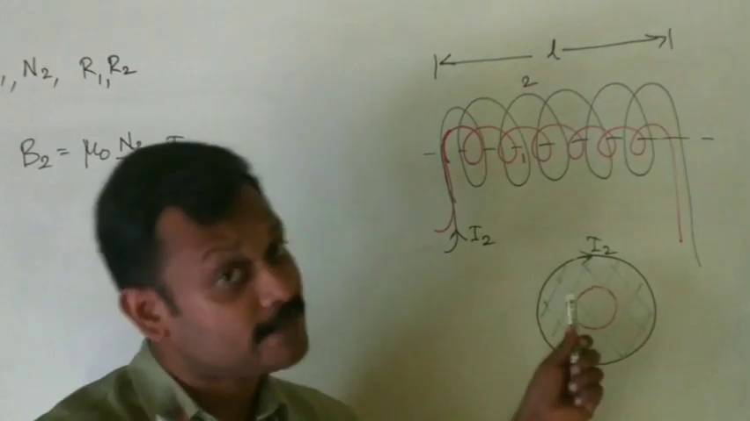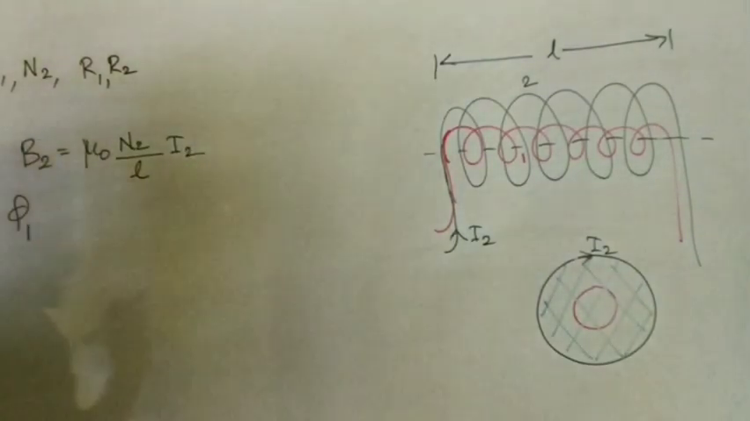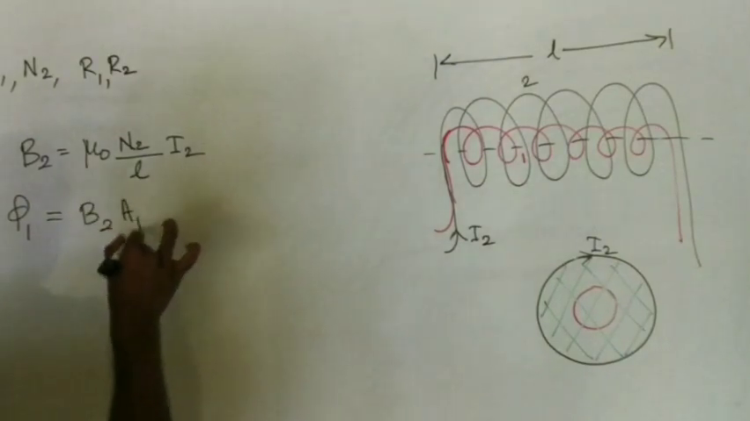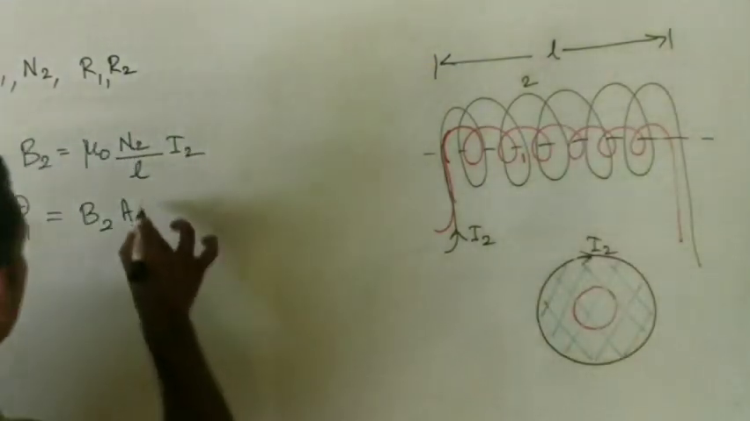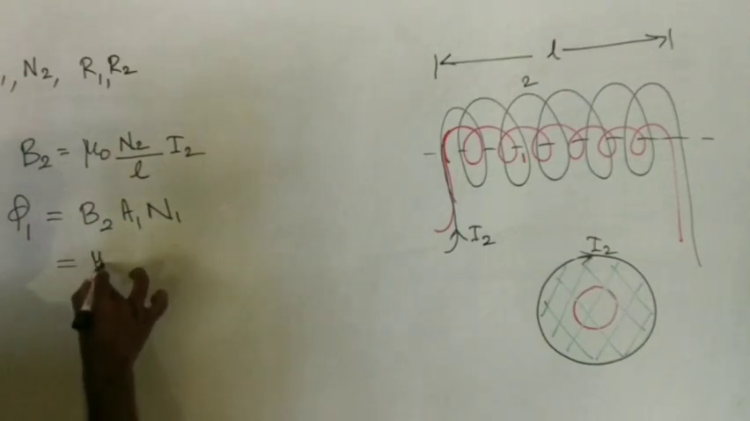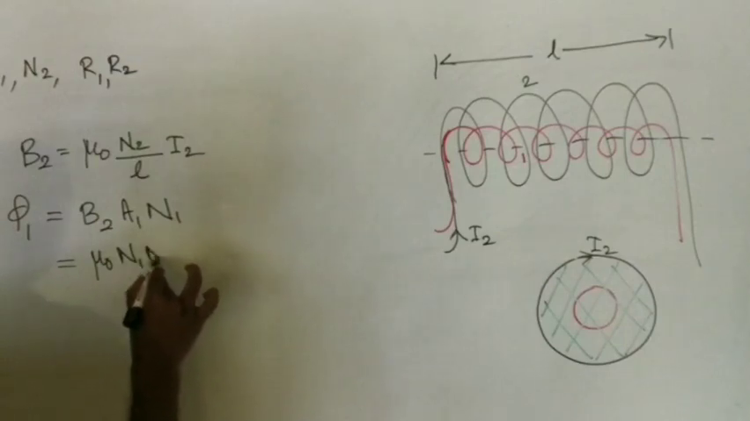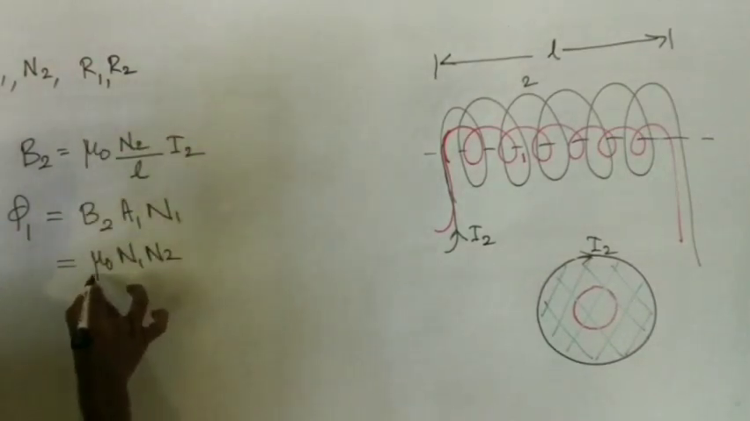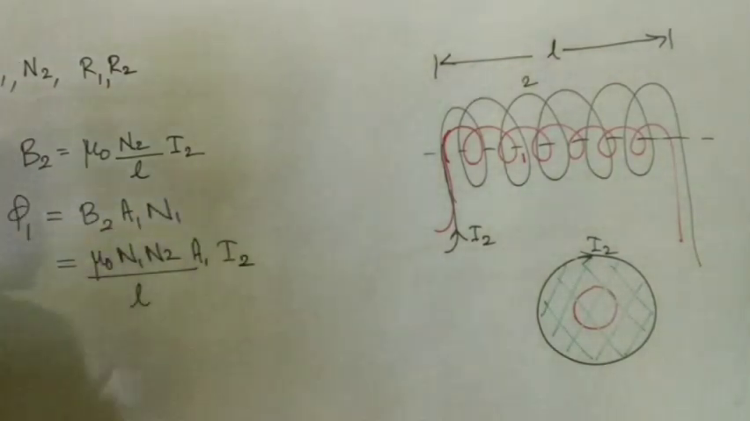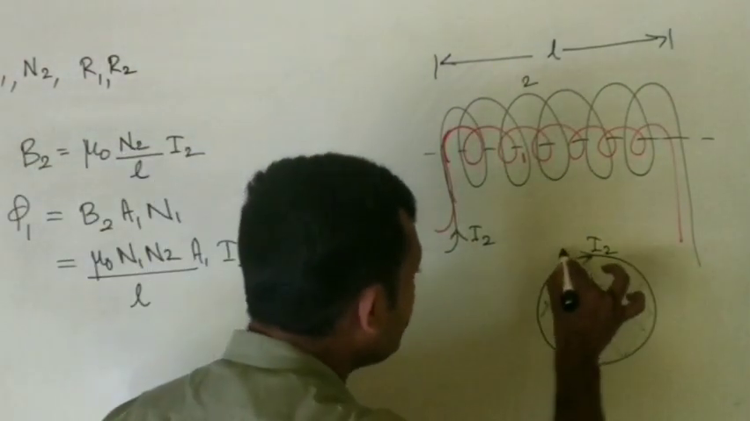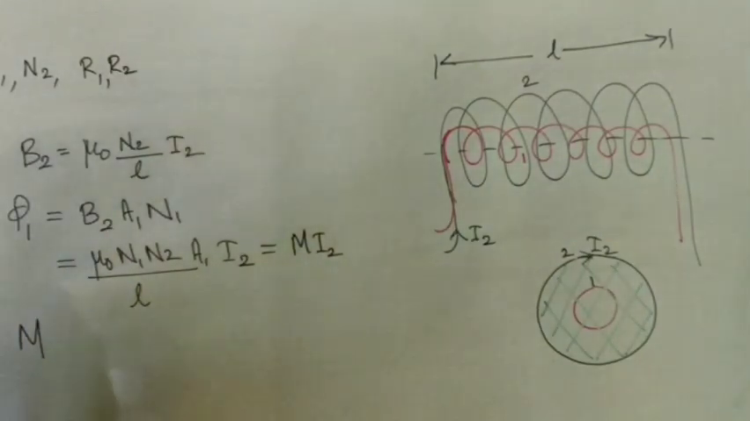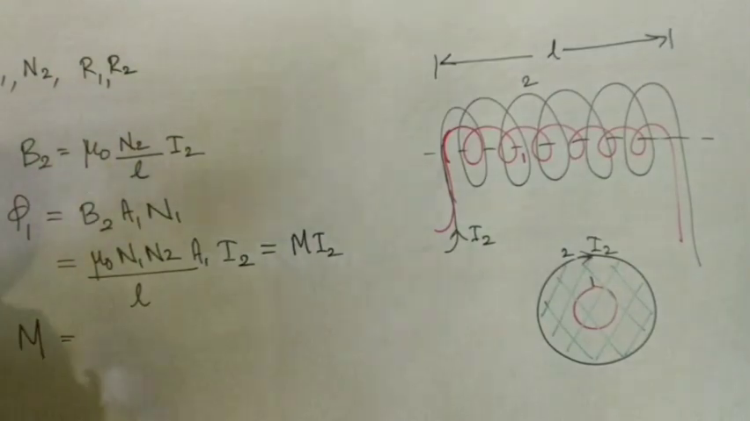Now we are interested in the flux linked to the inner coil. Let us take that flux as phi1. The flux linked to the inner coil, phi1, is equal to B2 into A1, which is the flux linked to 1 turn of the inner coil, multiplied by N1, the number of turns of the inner coil. Now we will substitute these values: mu 0 N1 N2 divided by L into A1 multiplied by I2. That is the flux linked to the inner coil, coil number 1. This is coil 1 and this is coil 2. Now what is the mutual inductance? If I write this as M12, as we have seen at the beginning of this session, then my question, what is the value of mutual inductance M between the pair of coils?